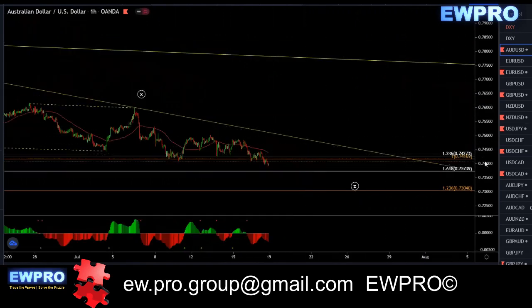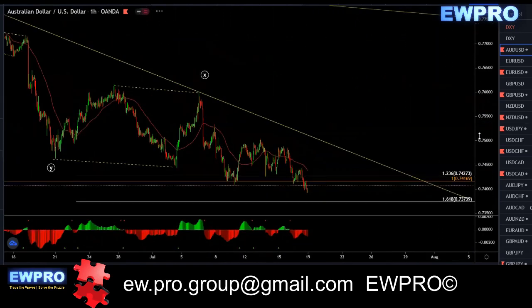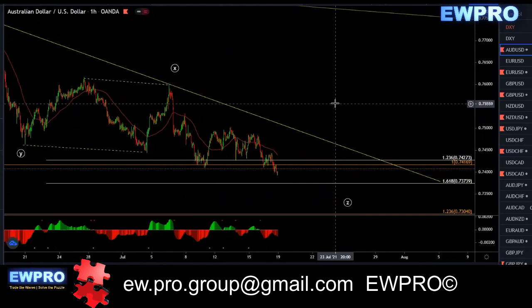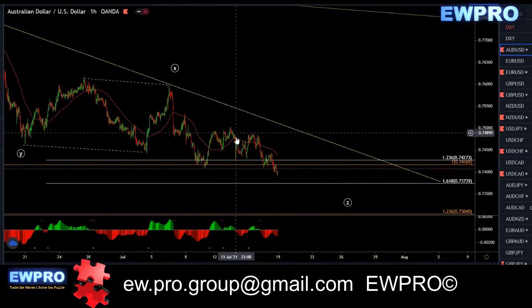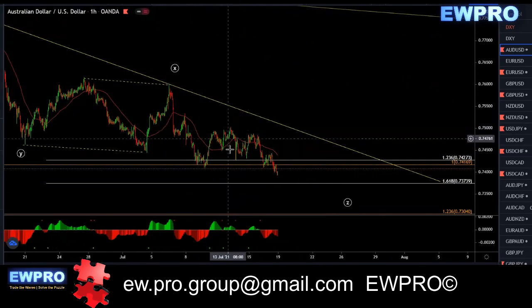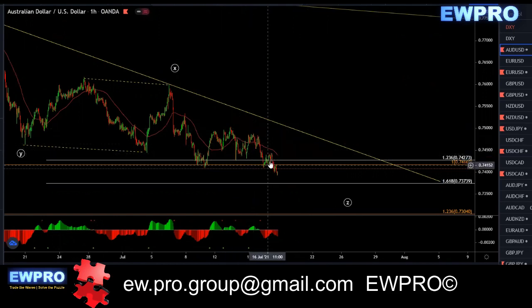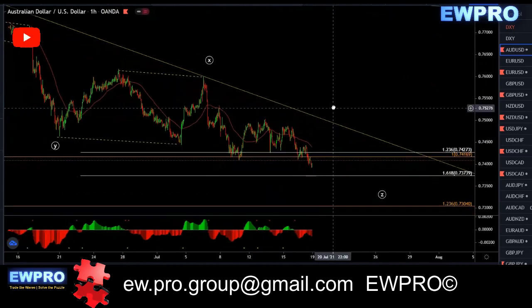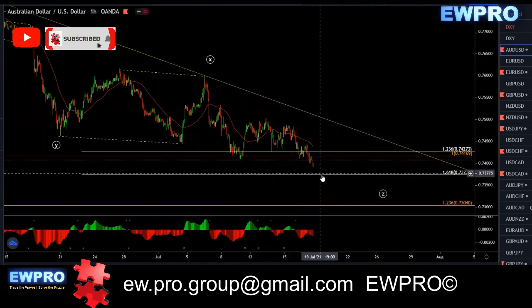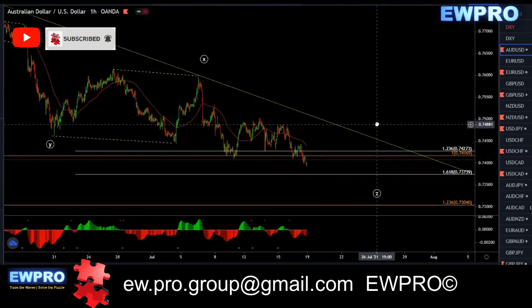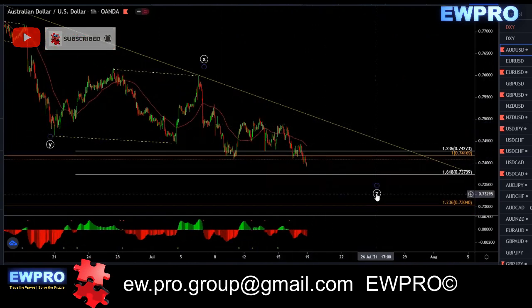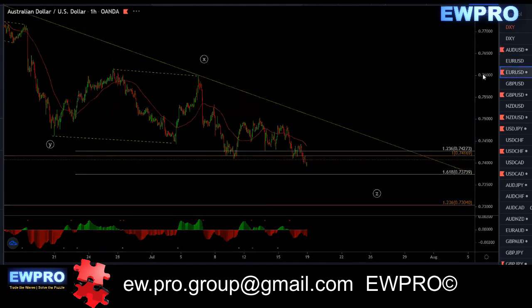Looking at the H1, it didn't really give a nice correction. That was a problem. Yeah, it was messy. A little flag in there. I didn't get it. But yeah, it's more scalps now until we get the end of wave Z. Then you can look for that impulse.